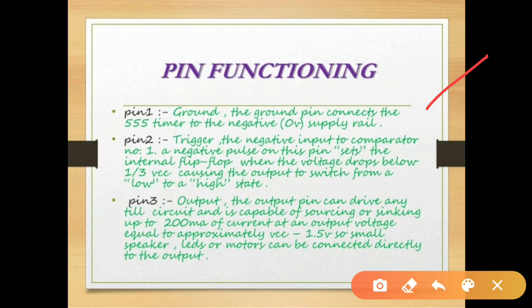Pin number 2, just look here, is the trigger. It is the negative input to comparator number 1, and a negative pulse on this pin sets the internal flip-flop. It consists of a flip-flop; I will explain it while covering the internal architecture. When the voltage drops below 1/3 of VCC, it causes the output to switch from low to high. That is the pin number 2 function.